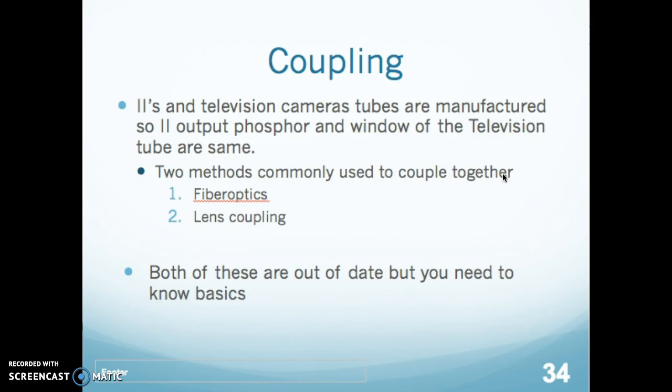So coupling, IIs and television camera tubes are manufactured so the II output window and the window of the television tubes are the same. So 2 methods commonly used to couple together. So there's the fiber optics and the lens coupling. Both of these are out of date, but you need to know the basics of them.